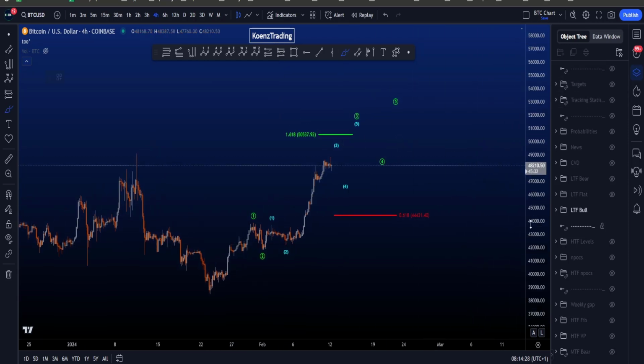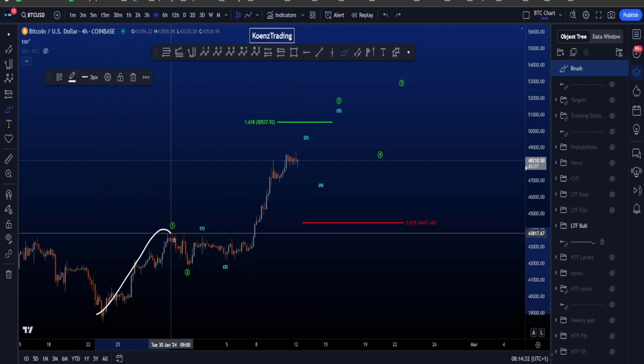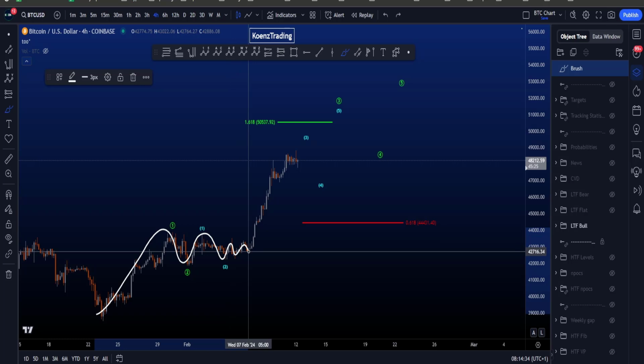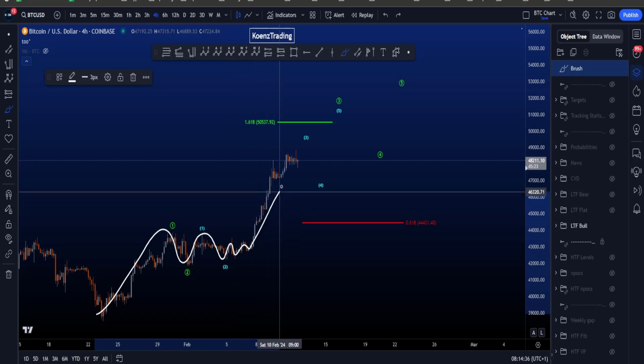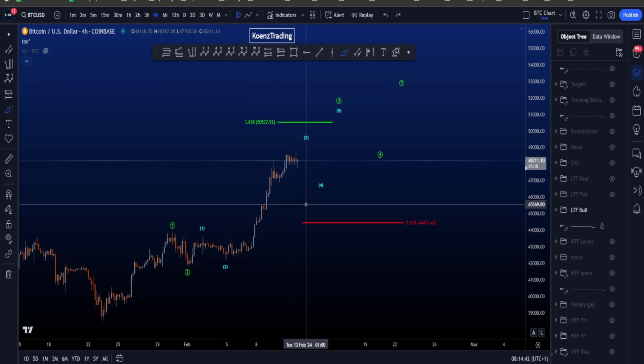In this scenario, we are looking for a couple of nested 1-2s in this range over here. So we have a 1-2, 1-2, and then a few more low time frame 1-2s, and then we get our wave 3 towards the upside. And as you can see, it's nice and vertical. That's what we want to see.